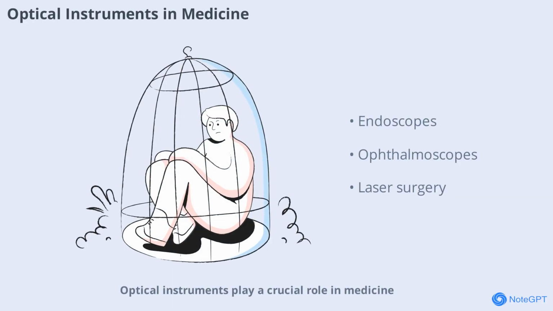Optical instruments play a crucial role in medicine. Endoscopes use fiber optics to view inside the body, while ophthalmoscopes examine the eye. Lasers are used in surgeries and treatments. These devices rely on ray optics to provide doctors with clear, detailed images for diagnosis and therapy.